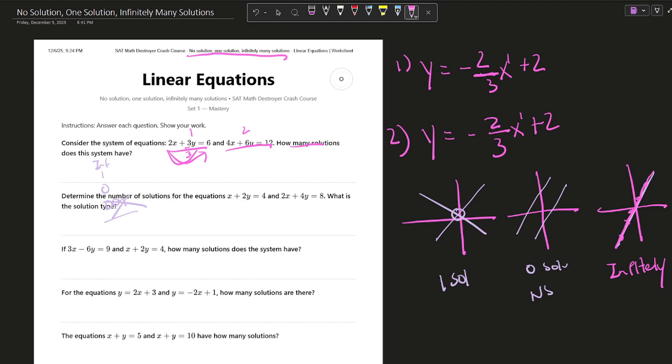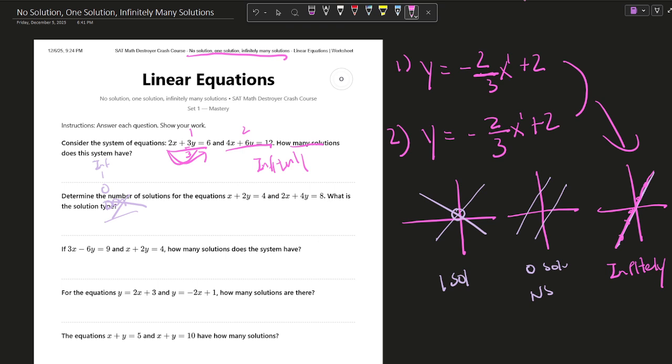So they have the same exact formula, or same equation, just like in this question. So this question would meet this. So the answer to this is infinitely many.